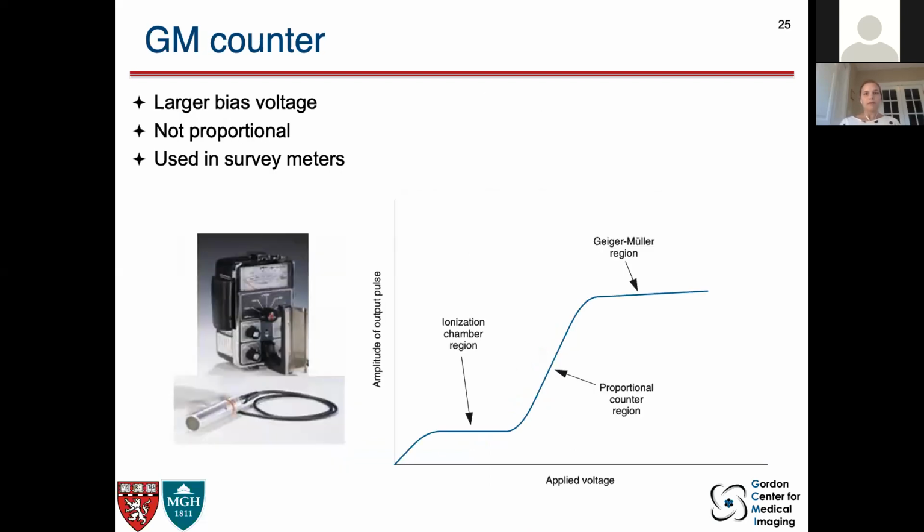And the third type is the Geiger-Müller counter. Here we have an even higher voltage compared to the other two cases. So you have the ionization chamber region, the proportional counter region, and then we enter the Geiger-Müller region. At these high voltages, the signal is no longer proportional to the energy deposited in the detector. The output is large, but nearly independent of the energy of the incoming radiation. So this can be used to count individual events, but you can't get any energy. It doesn't provide any energy information.